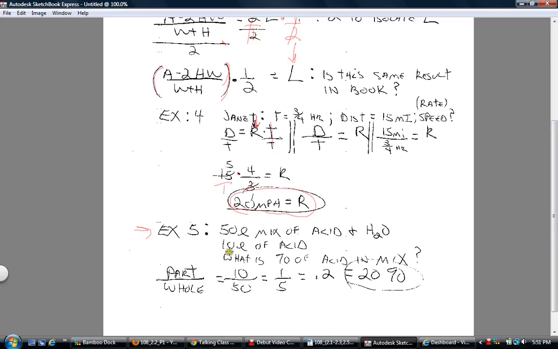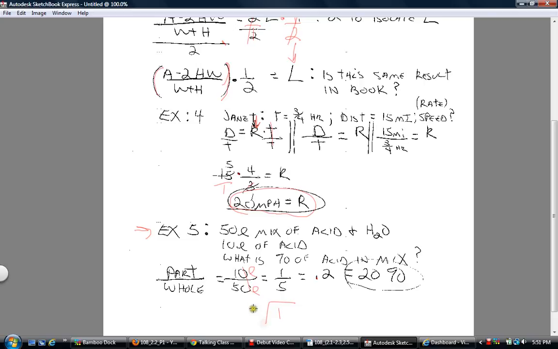Example 5 real fast: what happens if you have a 50 liter, the little l stands for liter, mix of some acid and water, and 10 liters out of that mixture is acid. What is the percentage? I think of these as a proportion where you've got the part over the whole. They give you 10 liters divided by the 50 liters. The zeros cancel out, and you're left with 1/5. That happens to be 0.2. You can do that on your calculator or do it longhand. You remember how you do that?